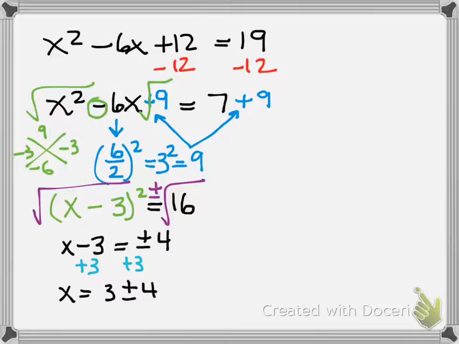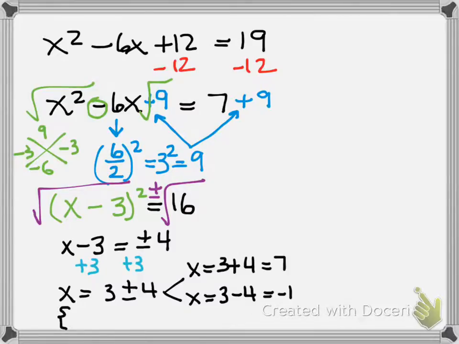So now I have two problems I have to solve. X is either equal to 3 plus 4, or x is equal to 3 minus 4. So what's 3 plus 4? 7. What's 3 minus 4? Negative 1. So my roots to this equation are 7 and negative 1. In other words, my parabola crosses my x-axis at x equals 7 and x equals negative 1.